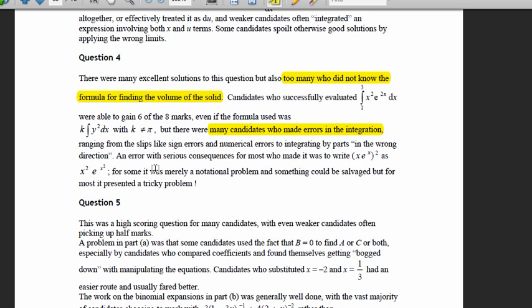For some it was merely a notational problem and something could be salvaged, but for most it presented a tricky problem. Remember, do the sum, break it down as I1 and I2. That's a good suggestion by the examiners.